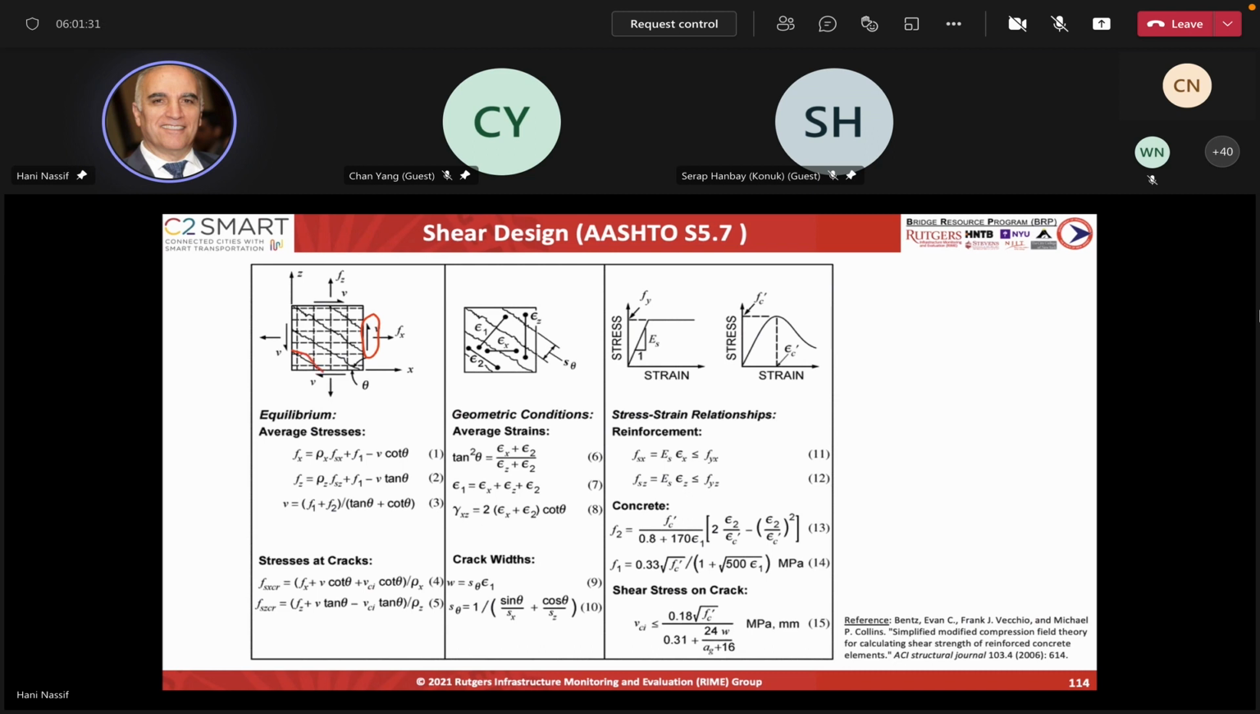And then he applied the compatibility of the strain, that epsilon x and epsilon z have to have a certain relationship together. He derived that, and from this compatibility he found the relationship between the stress and the strain within the panel. He was also able to evaluate the shear at the crack, what we call Vci. So given all of that background work, he was able to come up with a design approach, an iterative approach using their program.